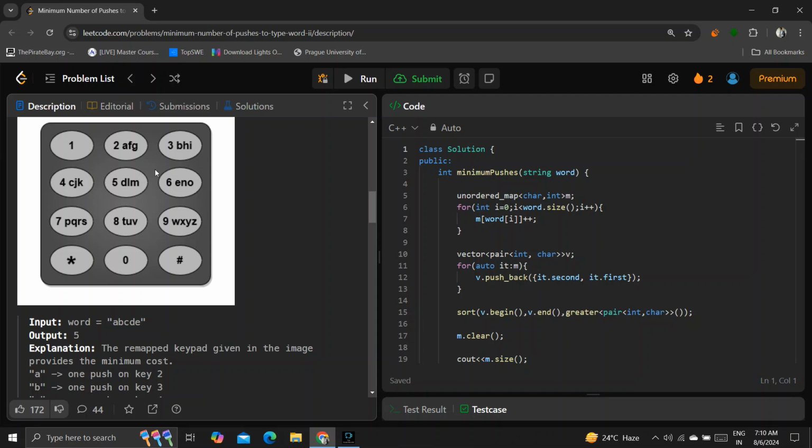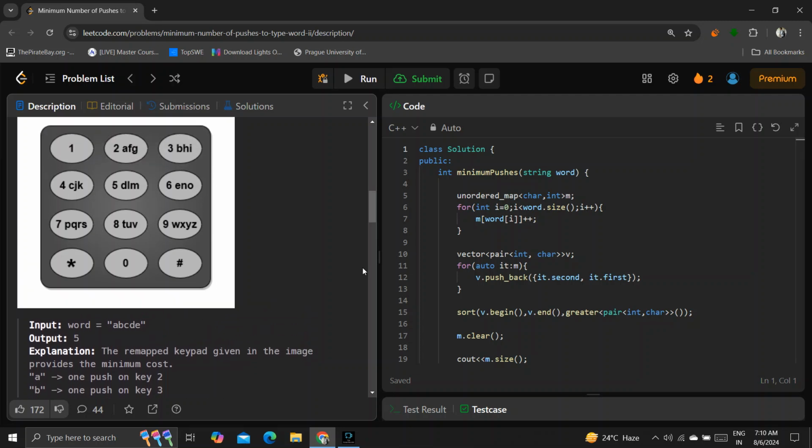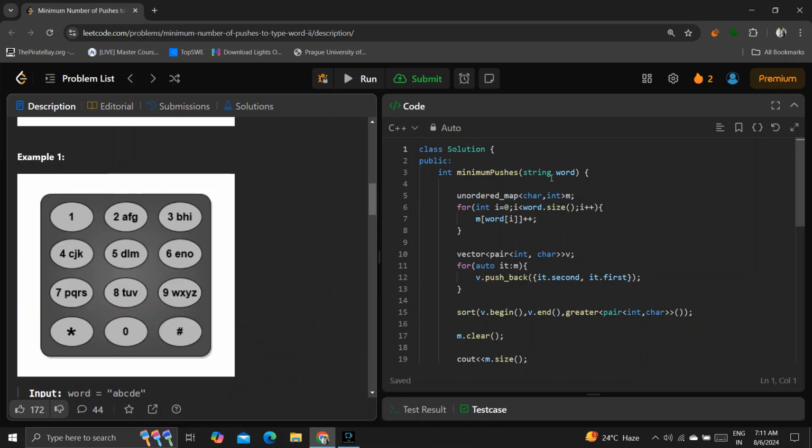Now, how will I find a method to arrange these letters in such a way that I always push the keys the minimum number of times? So what I will do is, firstly, I will traverse this word string. I will take one unordered map of character and int type, and basically I will check the frequency of each character, like how many times that particular letter is coming.